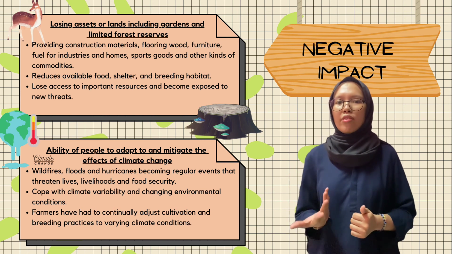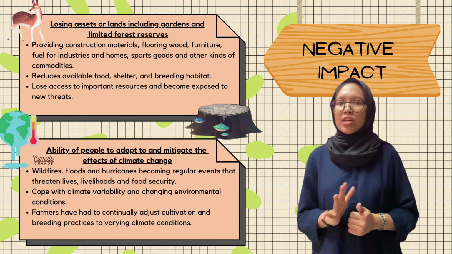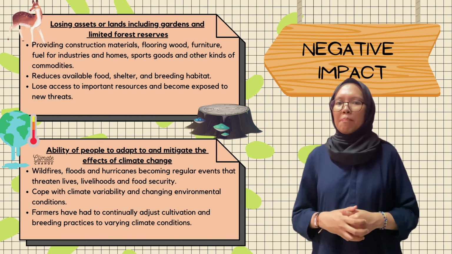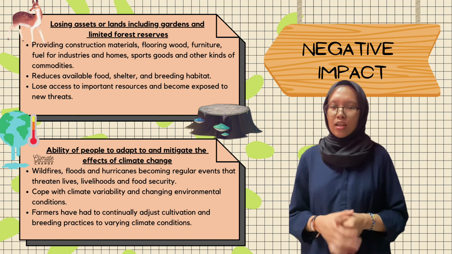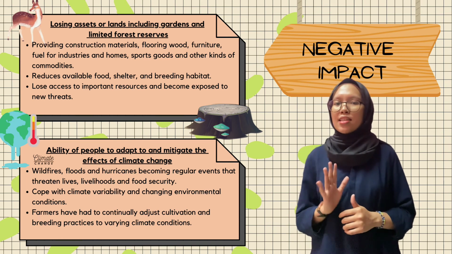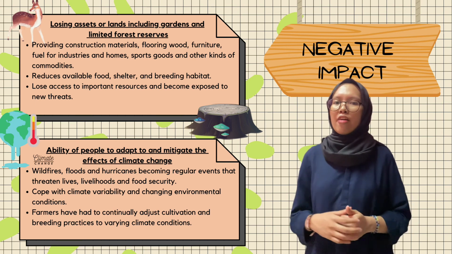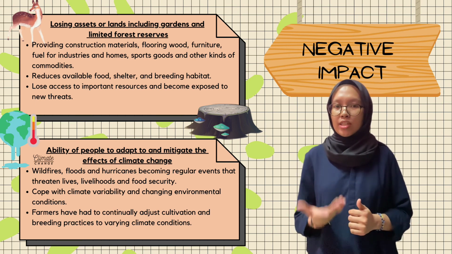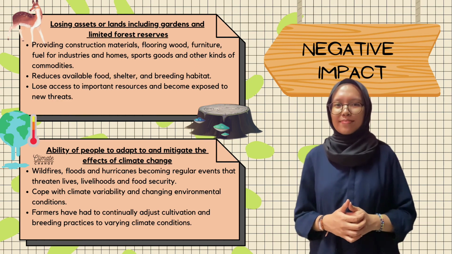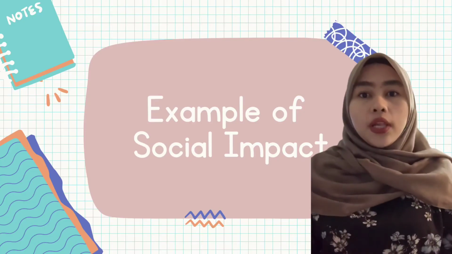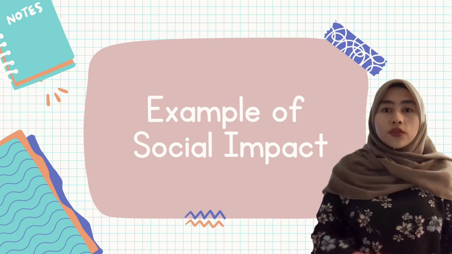Societies need to cope with climate variability and changing environmental conditions. People have been adjusting to their environment since the dawn of civilization. Agriculture is one of the easiest examples, as farmers have had to continually adjust cultivation and breeding practices to vary with the climate condition. So now, we will look further into the example of social impact.